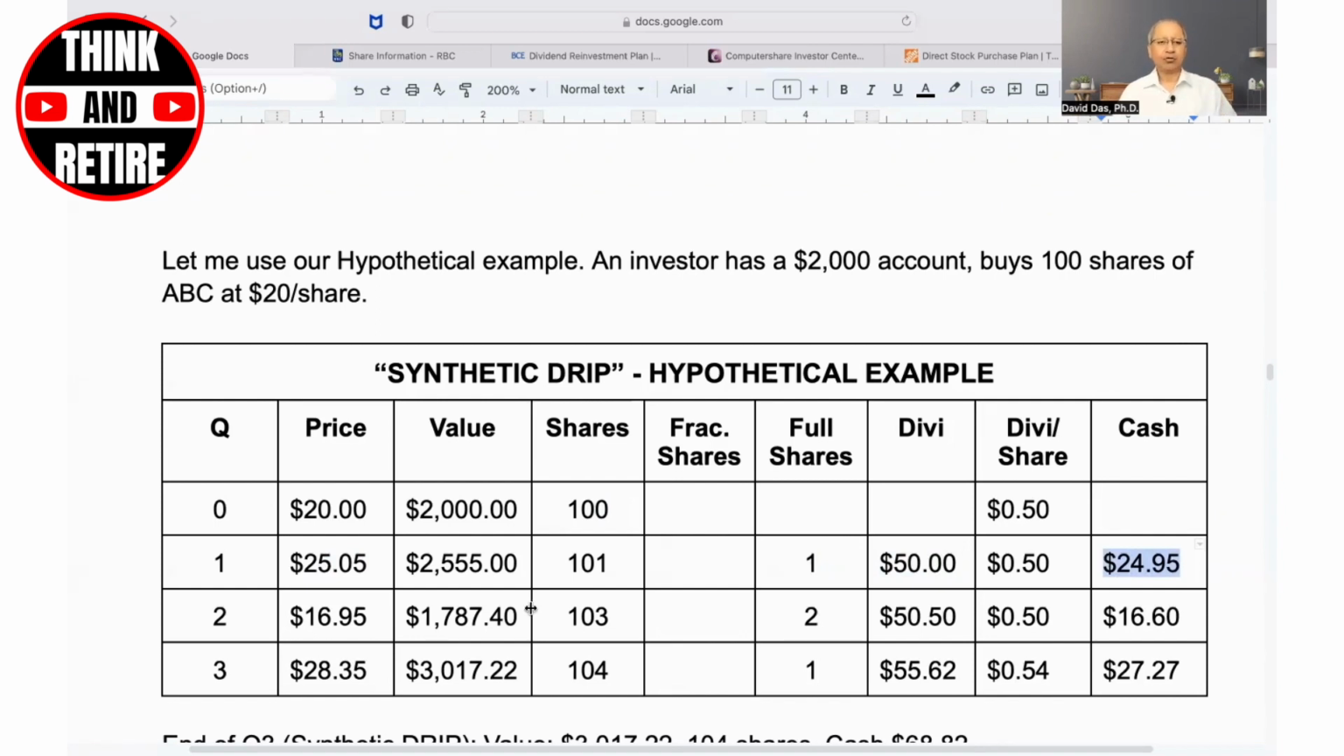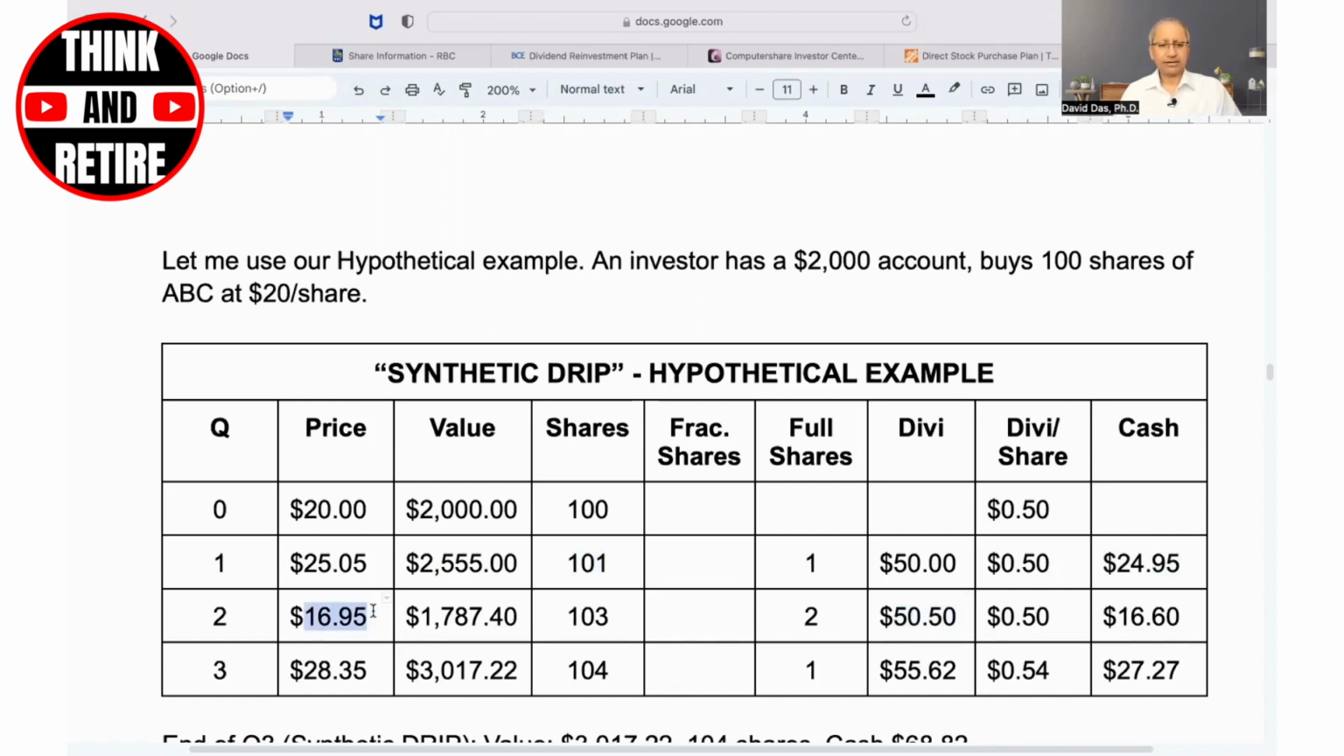So at the end of Q1, the investor will have 101 shares, and the value of the portfolio will be 101 times 25.05 plus your $24.95 cash. That comes to $2,555 at the end of Q1. Moving on to Q2, the company again announced a dividend of 50 cents a share. So now the investor has 101 shares. So that will come to $50.50 as the dividend.